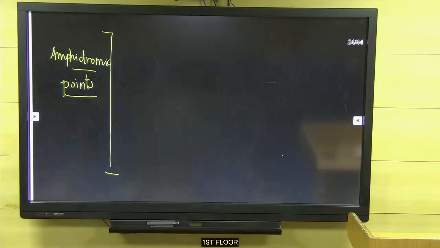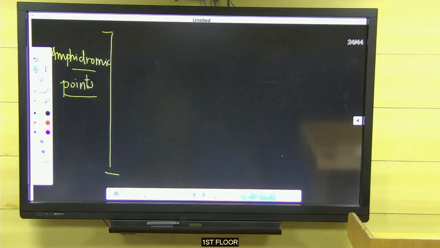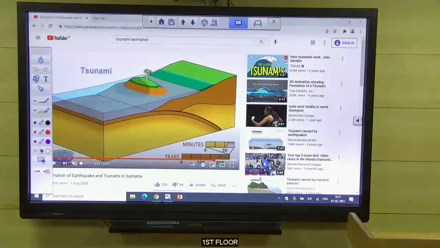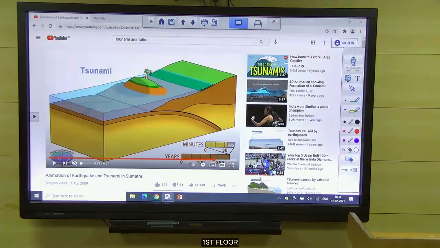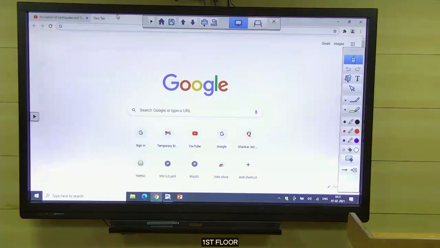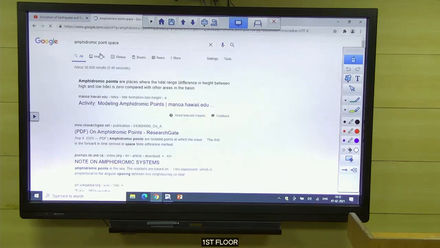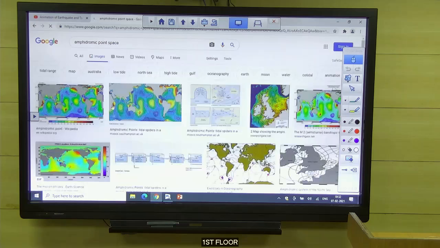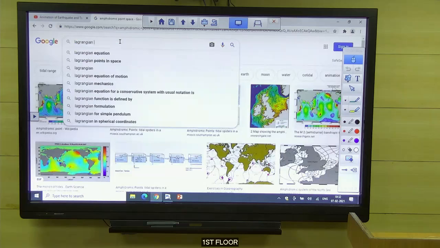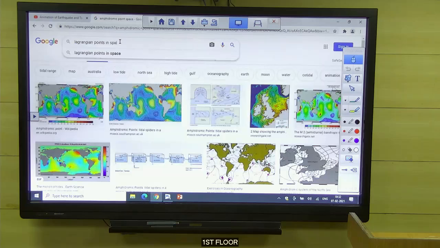Amphidromic points. It's in space, and India is focusing on these points for our Aditya mission, where we try to analyze the sun. So I'll just show you. Lagrangian points. So these are points in space.